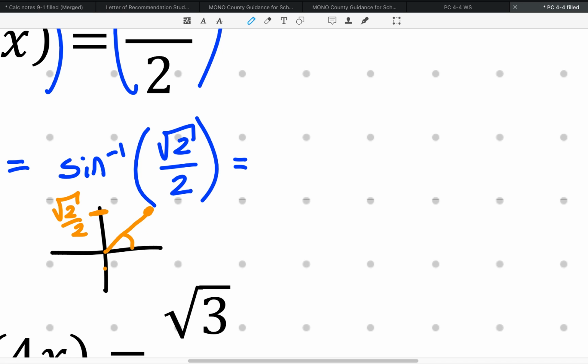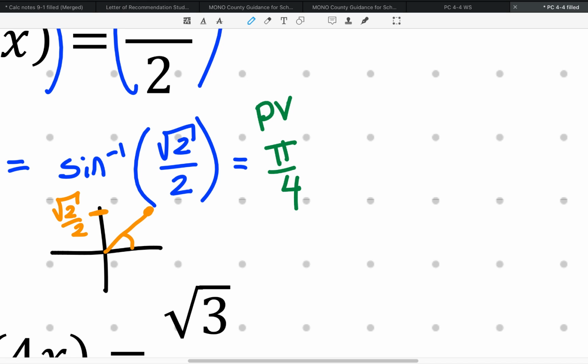What is this angle right here, with a quiet raised hand? Not Beverly, not Ellery, someone else. Not Oscar, he's already participated also. Someone new. What is this angle that has a height of root 2 over 2? Caroline. 45 degrees, or in radians? There it is. This is equal to pi over 4, and I will label this. This was our PV, our principal value.